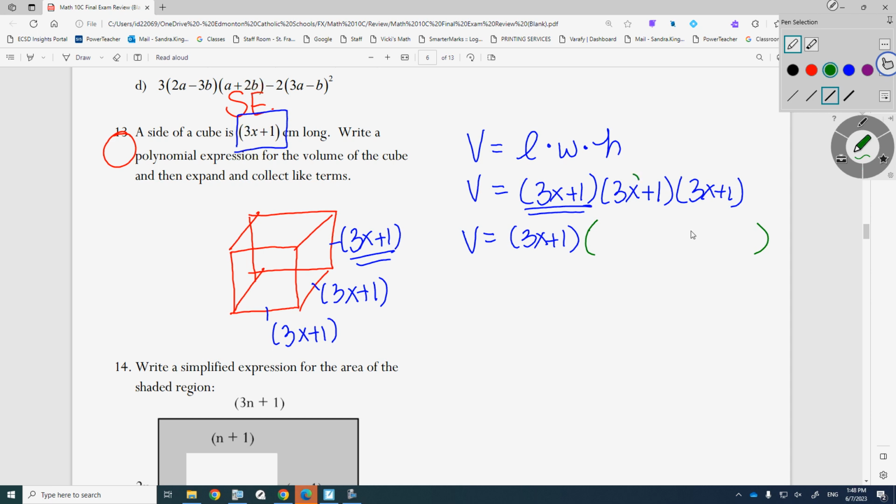So for example, circle that 3x and let's expand this one in. We would get 3 times 3 is 9x squared. 3x times 1 is plus 3x. Then over here, I would plus 3x. Then I would add 1.